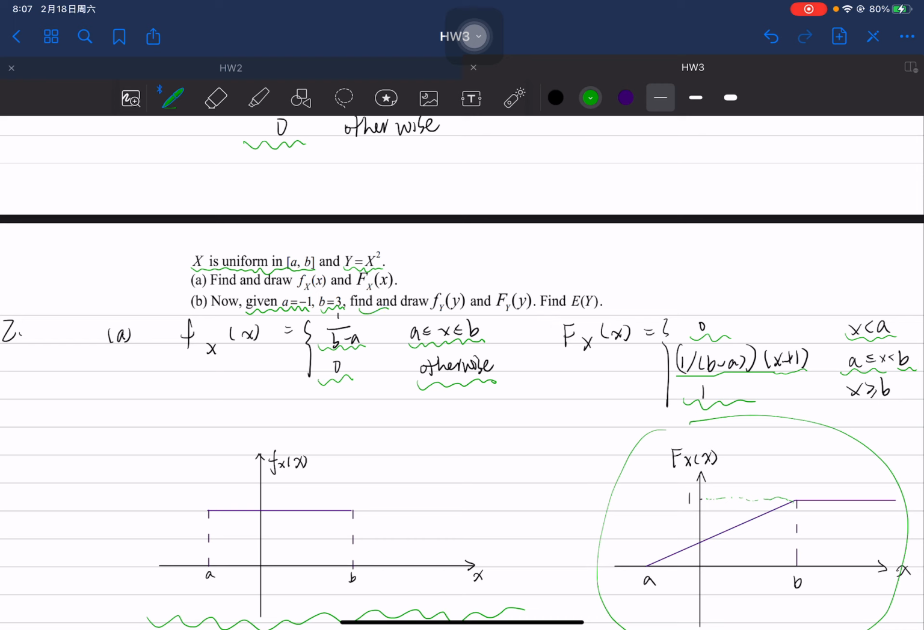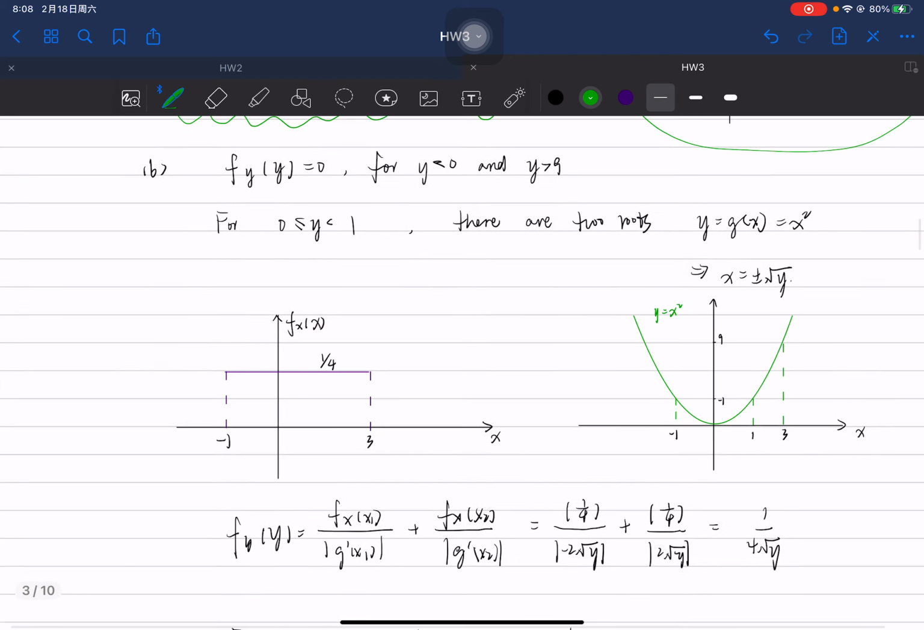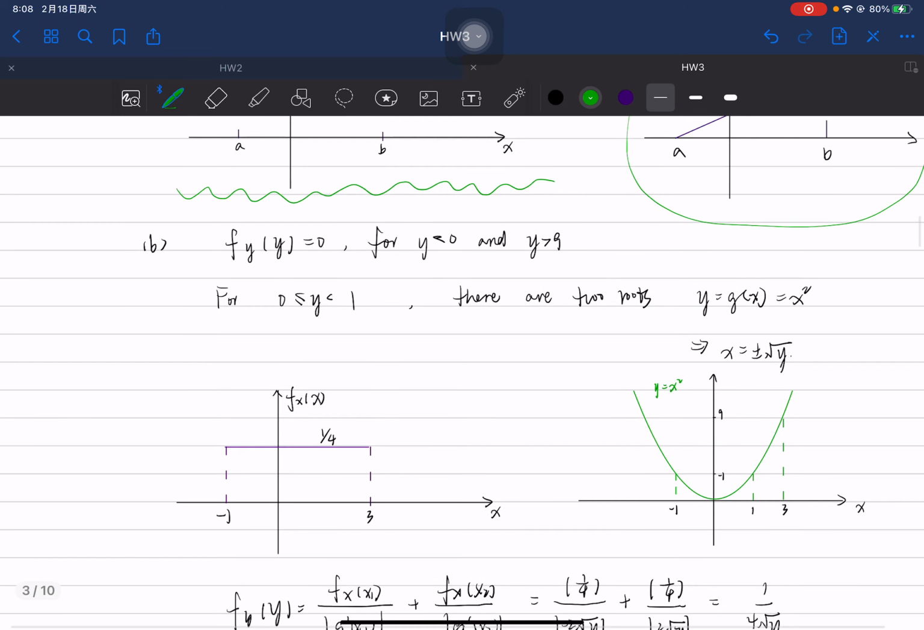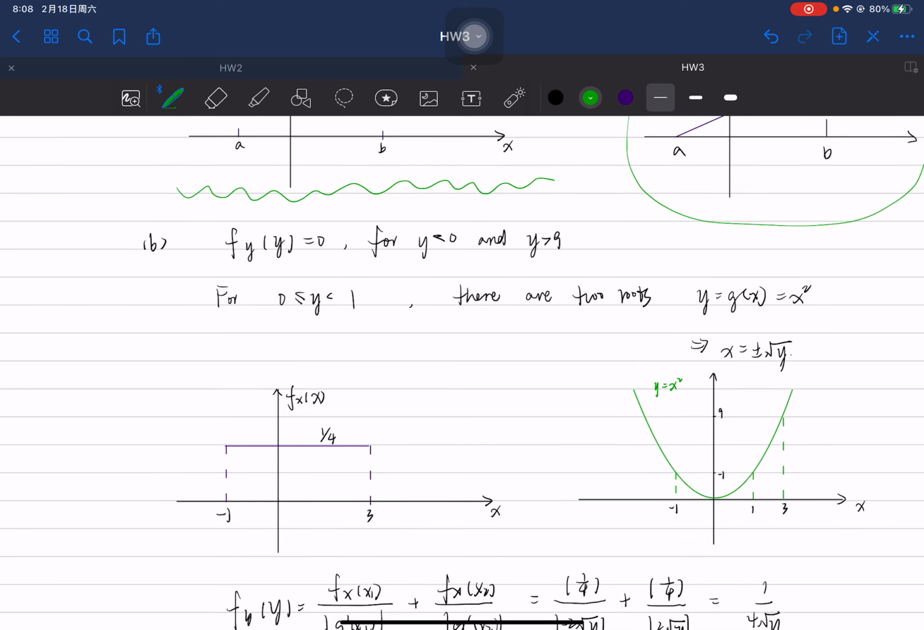find and draw the density function of Y and the cumulative distribution function of Y. And we also need to find the exact value of Y. Firstly, for Y smaller than 0 and greater than 9, the density function of Y is equal to 0.